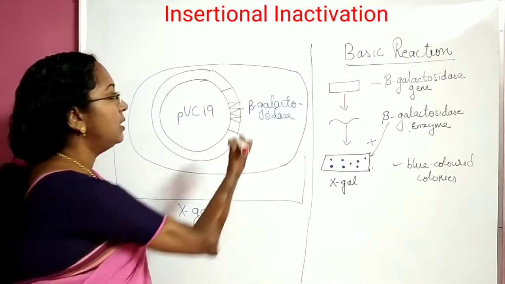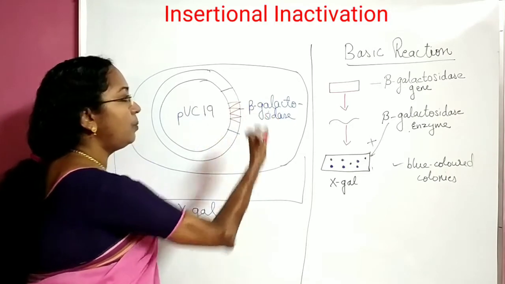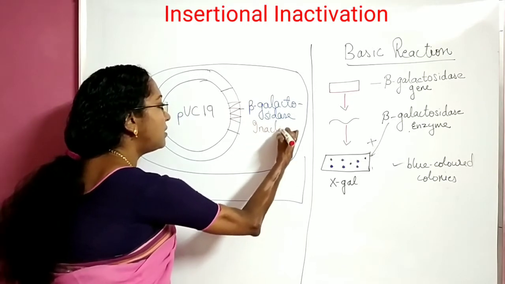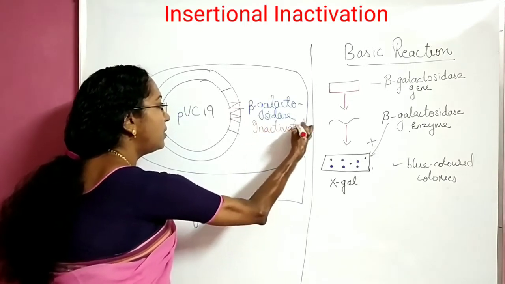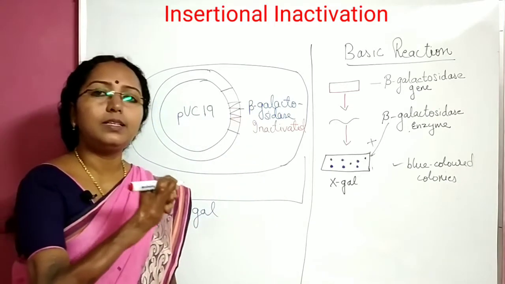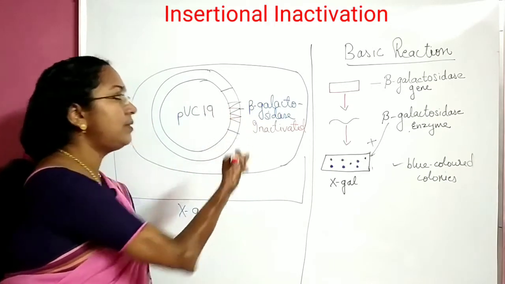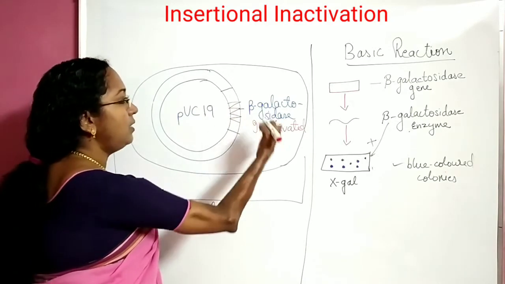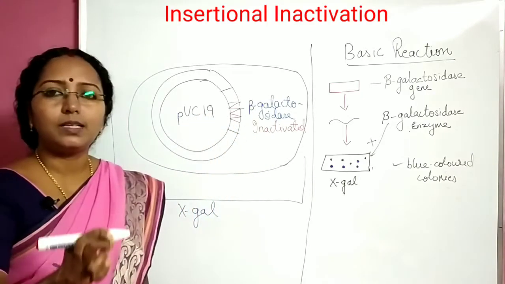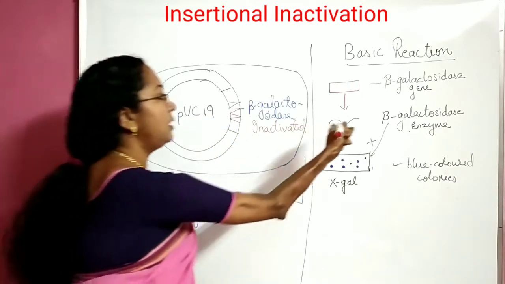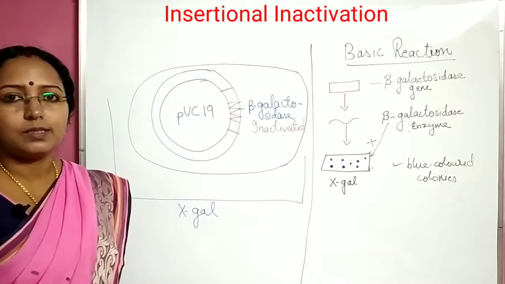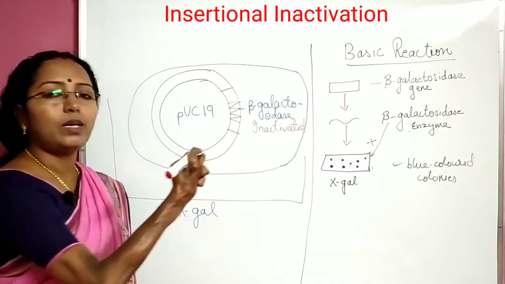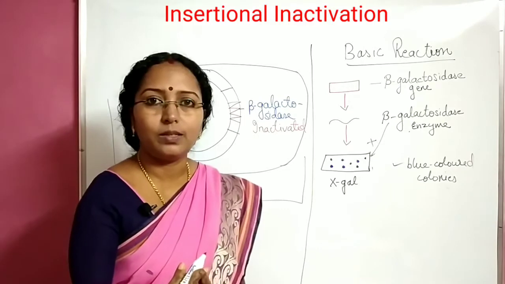So what happened? This gene responsible for producing beta galactosidase got inactivated because I have cut this region and I have inserted my gene. So the already existing region got inactivated. That means this gene is now no more functional, which means it cannot produce the enzyme beta galactosidase. If it cannot produce the enzyme beta galactosidase, I will not get any blue colored colonies. So I'll get only white colored colonies.